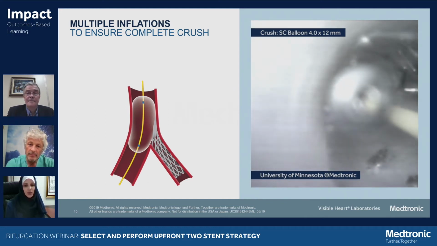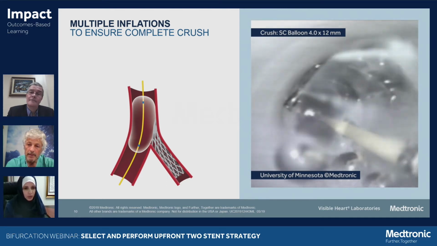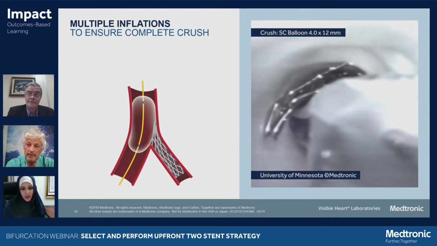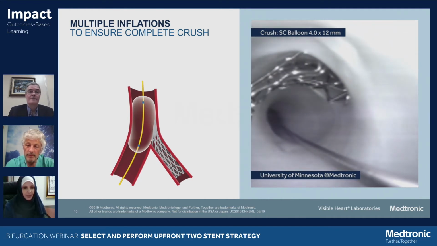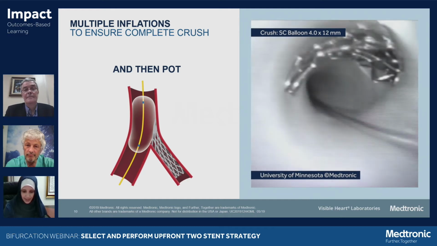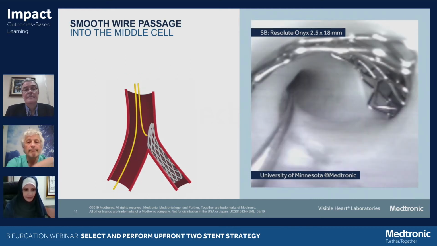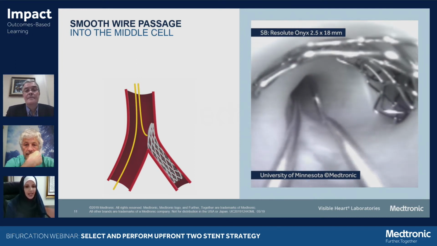And then once you see the second crush balloon go in, this time with a 4.0 balloon, the first one was a 3.5, as you can see labeled, you see a much better crush happening in this stent. Go to the next slide. If I go to the next slide, after we do that, you see over here, as they're wiring, that the wiring is actually a lot easier.